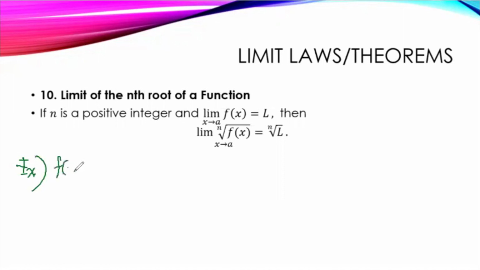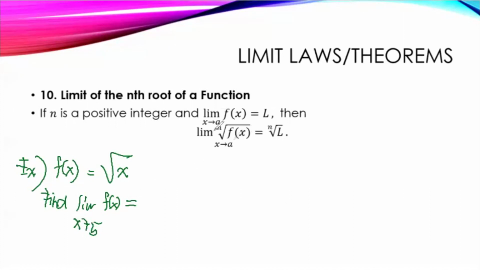suppose our function is the square root of x. Now find the limit of f of x as x approaches 5. So how can we solve this?